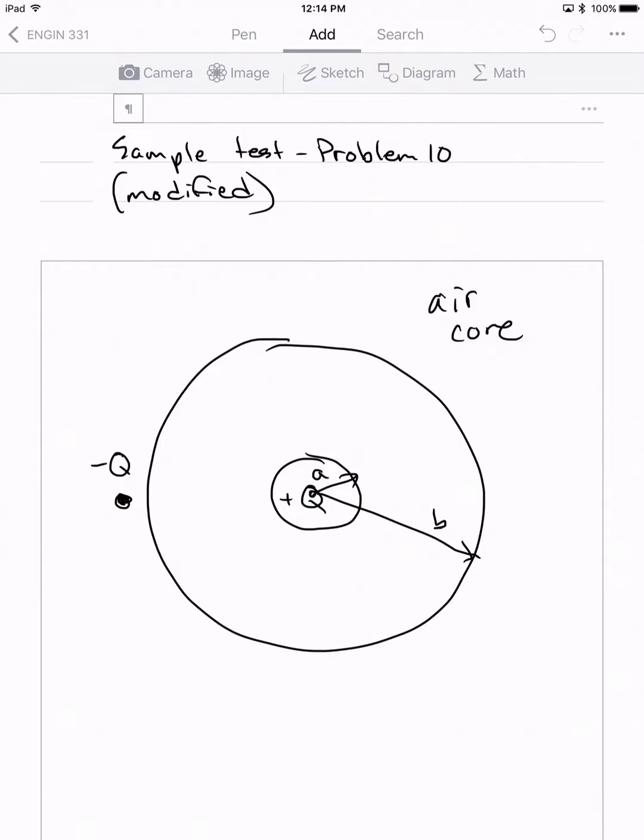And what they do is they apply a constant voltage and ask you to use Laplace's equation to find the electric field intensity. We didn't discuss that in our class because we don't have differential equations as a prerequisite. So instead, we assign a charge plus Q to the inner conductor and minus Q to the outer conductor and use that to find the electric field intensity.